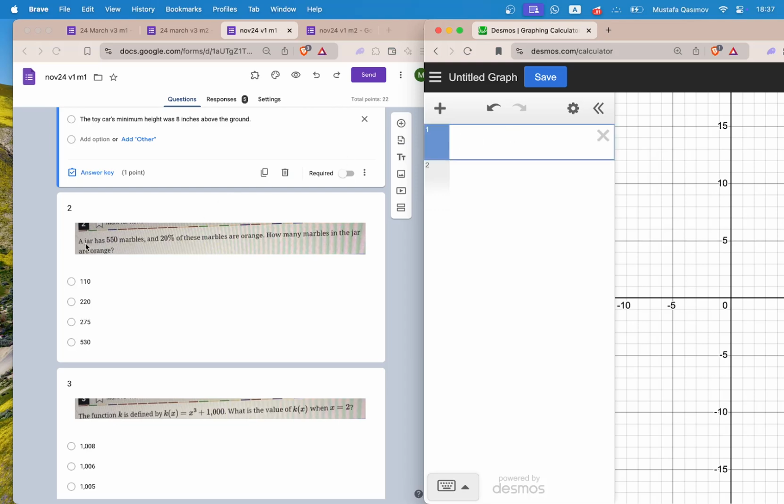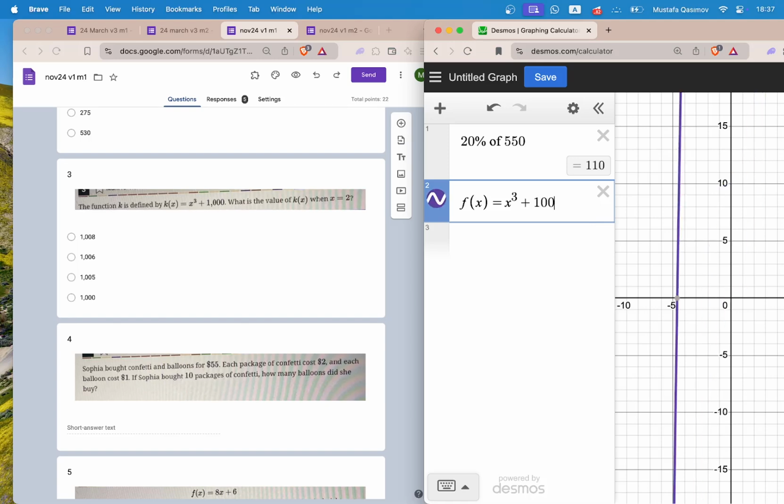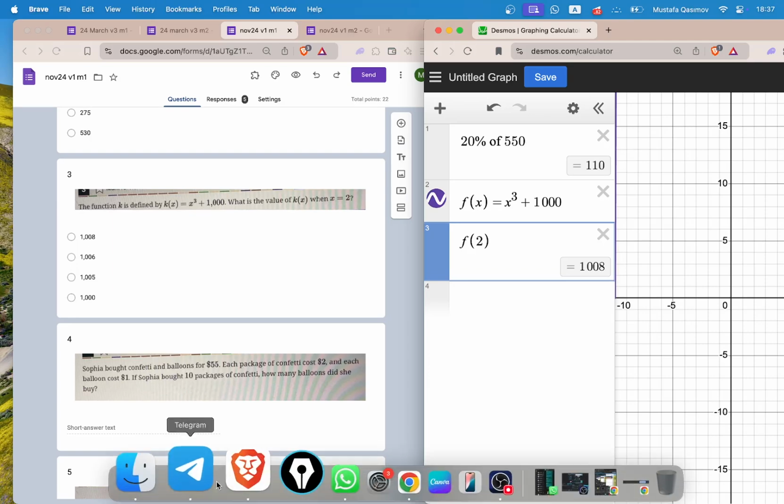For second, it says a jar has 550 marbles, 20% of them are orange. How many of them are orange? So it will be like this, 20% of 550. So it will be 110. Answer is A. For the next one, we just have to write 2 instead of x, then we will get this answer, x cubed plus 1000. If you want, you can do it also like this. If it is a little bit complicated, you can write f of 2.